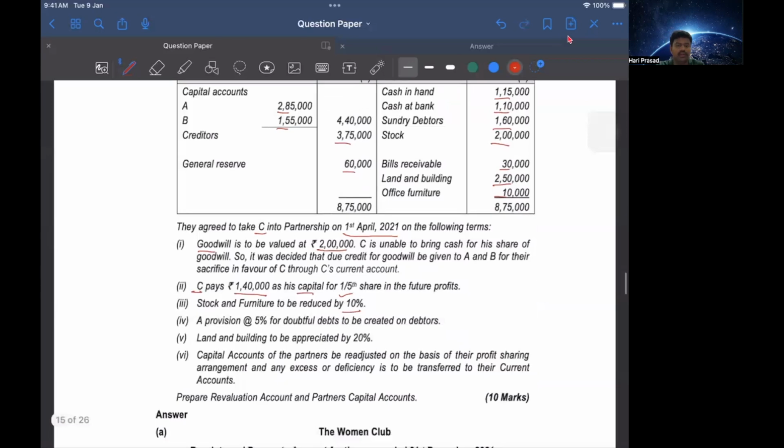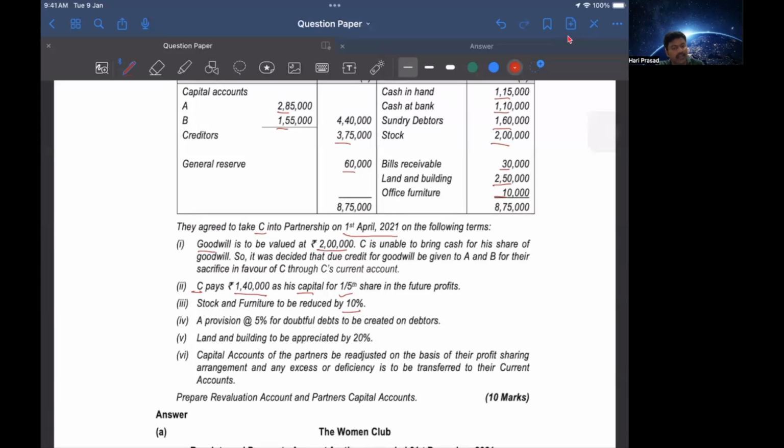Next, a provision at 5% for doubtful debts to be created on debtors. Land and building to be appreciated by 20%. Like stock and furniture, we have to find what is 20% of land and building and add it. Here we need to add the 20% amount.